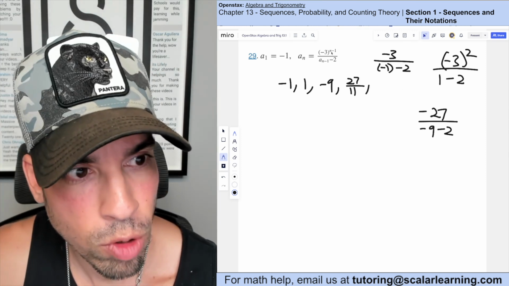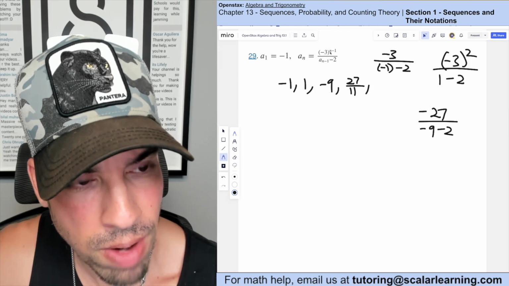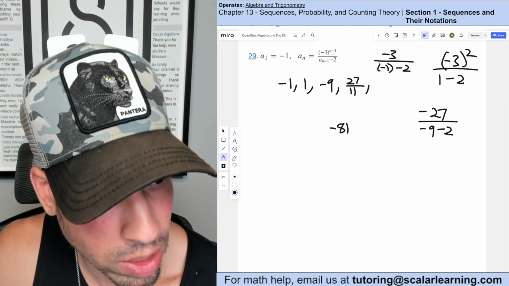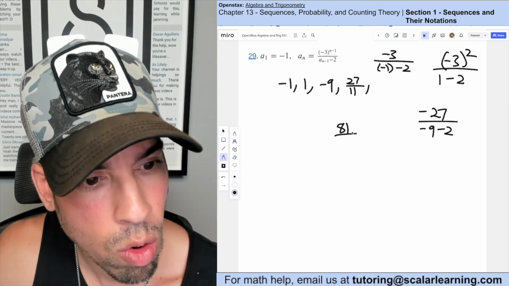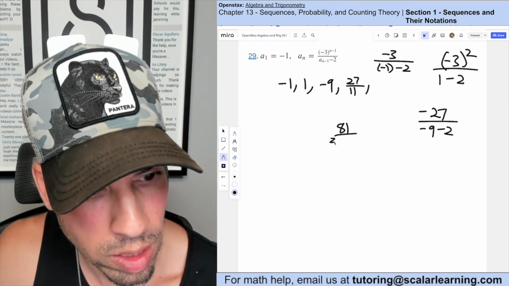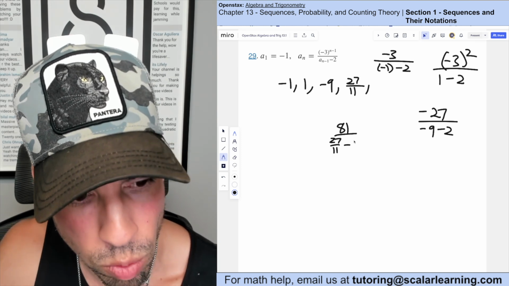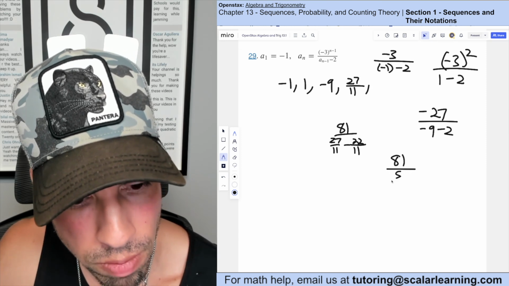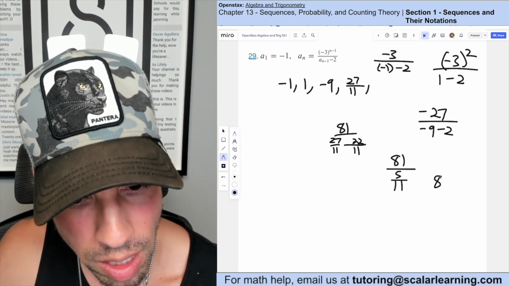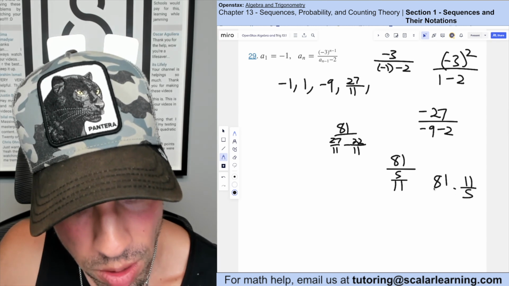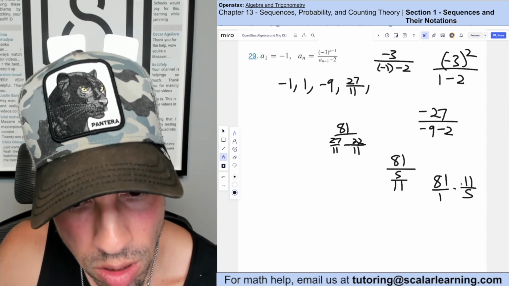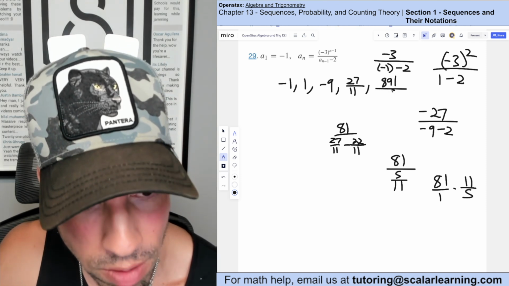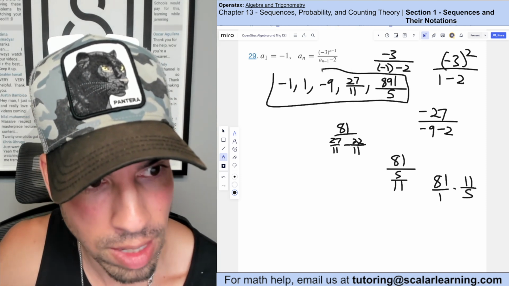Last but not least, the fifth term, we're going to plug in 5 up here. Negative 3 to the 5 minus 1, that's to the fourth. Negative 3 to the fourth is positive 81, because it's an even exponent, over the previous term, 27 over 11 minus 2, which I'm going to rewrite as 22 over 11. So then we get 81 over 5/11, which is the same as 81 times 11/5, times the reciprocal. And 81 times 11, that's 810, plus 81, that's 891 over 1 times 5, which is 5. So those are the first 5 terms. That's how you do it.